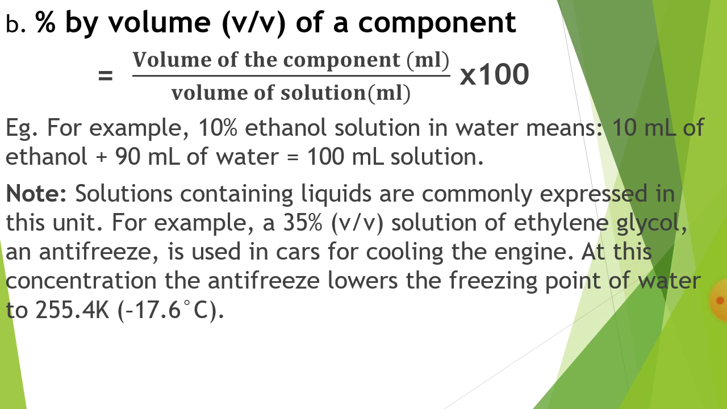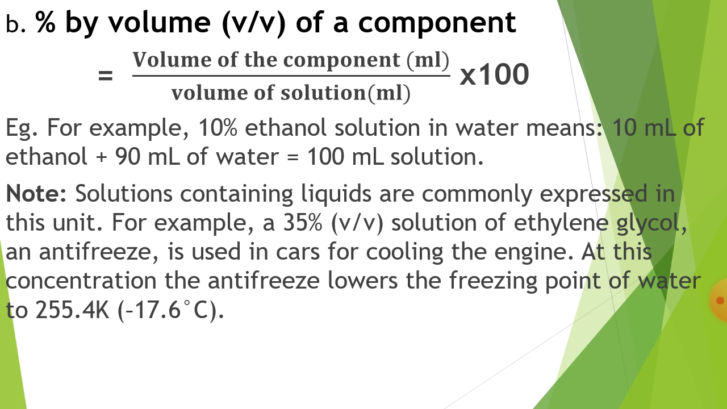Next, percentage by volume. Volume by volume of a component is equal to volume of component in ml divided by volume of solution in ml, into 100. Here is an example: 10% ethanol solution in water means both are volumes. So 10 ml of ethanol is dissolved in 90 ml of water so that the solution becomes 100 ml. Note, solutions containing liquids are commonly expressed in this unit.